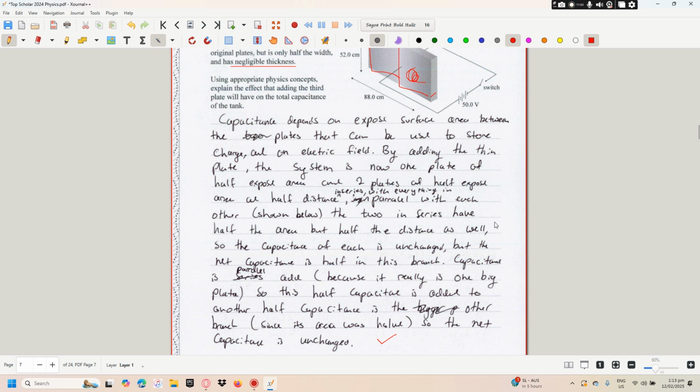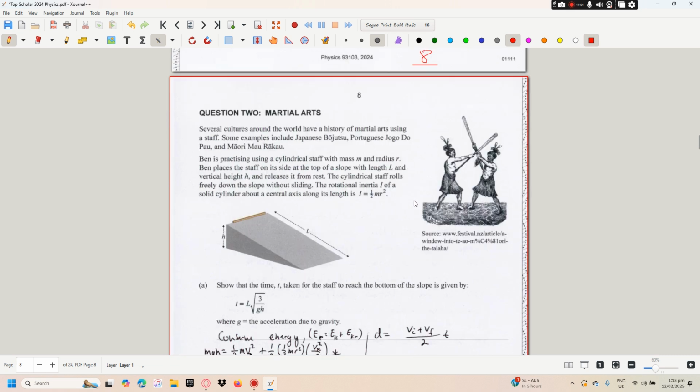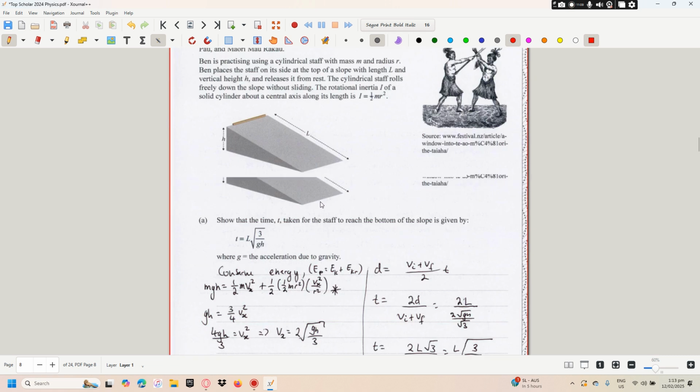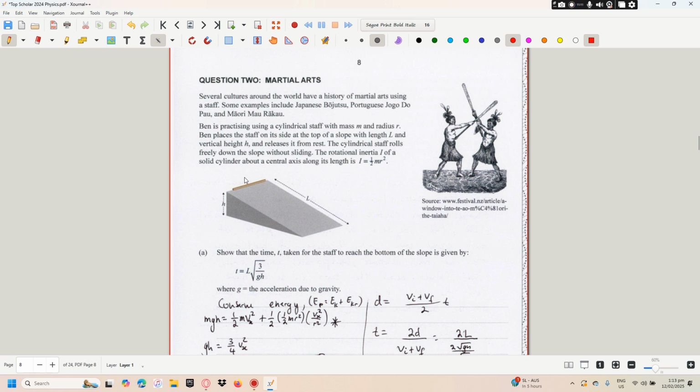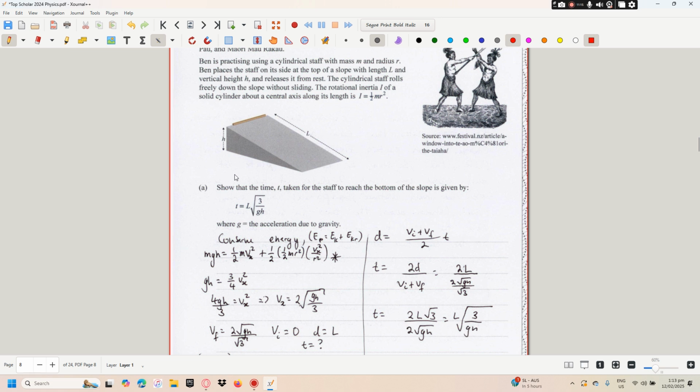I'll just leave that there if you want to pause the video and read the response a bit further. Right, martial arts. So these are the rotational inertia questions. So let's hop straight into it. You don't really need to read the background, it's all useless. Show that the time taken, t, for the staff to reach the bottom of the slope is given by this expression.